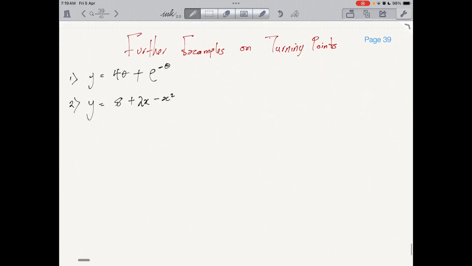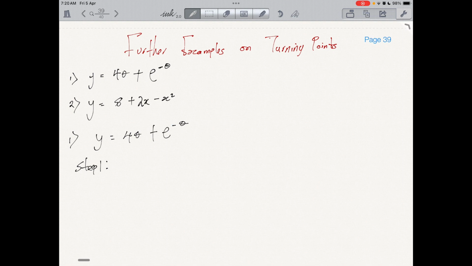Now let's take two more examples on turning point. First, we were given y is equal to 4 theta plus exponential minus theta. Remember the first step? Step 1 is to evaluate dy/dx.